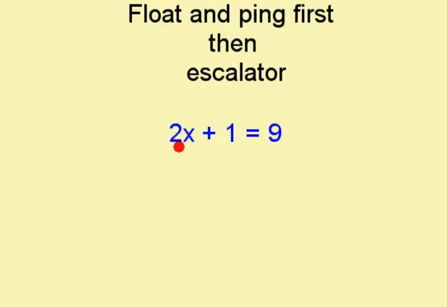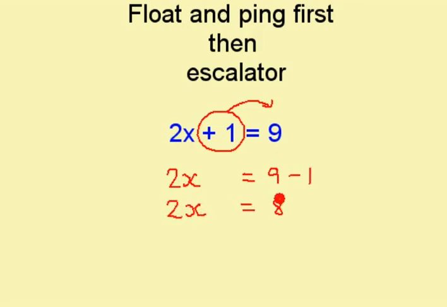This is a more difficult type of equation, and this is the sort that you will usually get on an exam. What we need to do is combine float and ping and escalator, and we always do float and ping first. So if I look at this equation, my float and ping bit is the plus 1. So I'm going to put a bubble around the plus 1, float it over the equal sign, it will change to a minus 1. So I've got 2x equals 9 minus 1, and at that stage, that gives me 8.